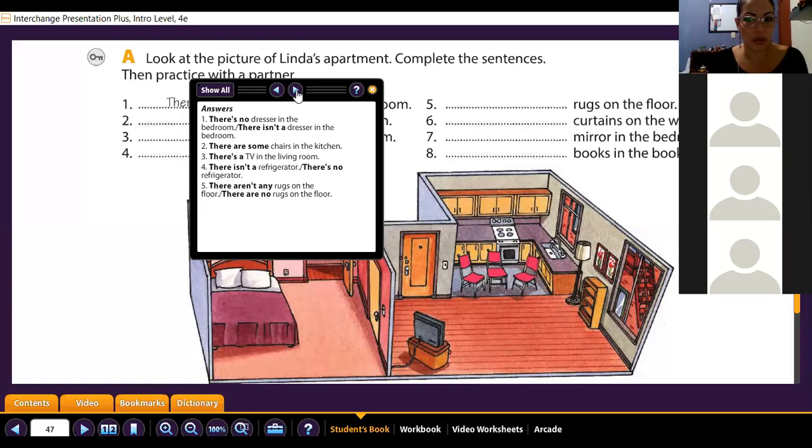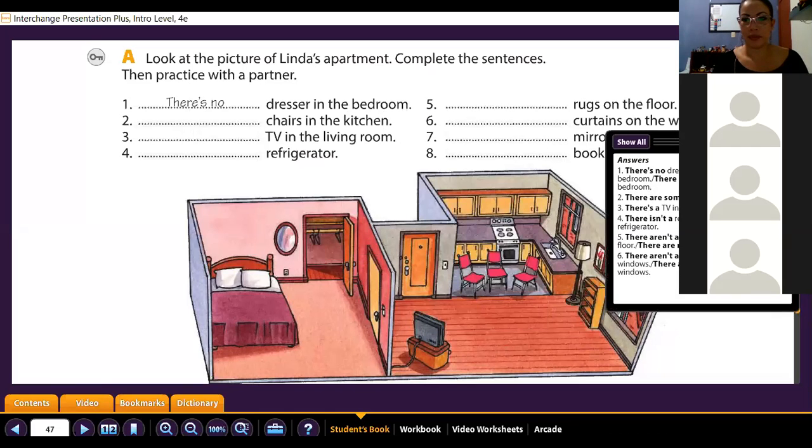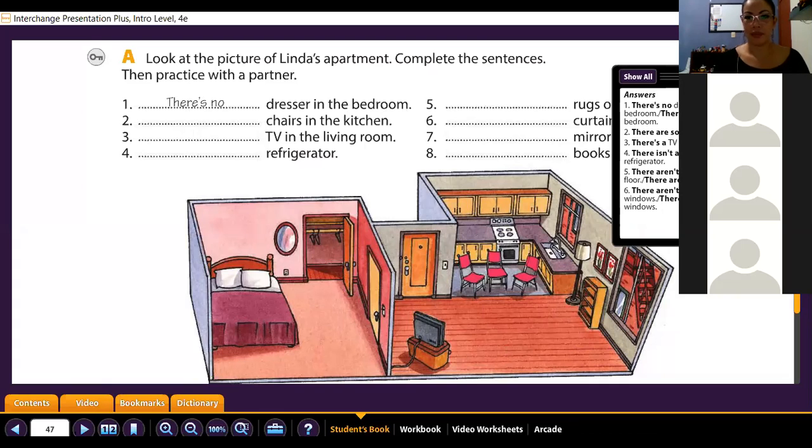Now, number six, curtains on the windows. There aren't, okay. There aren't any curtains on the window, or there are no curtains on the window. Excellent. Next, number seven, mirror. ¿Qué era mirror? Do you remember mirror? Mirror in the bedroom. There is. Excellent. There is a mirror in the bedroom.